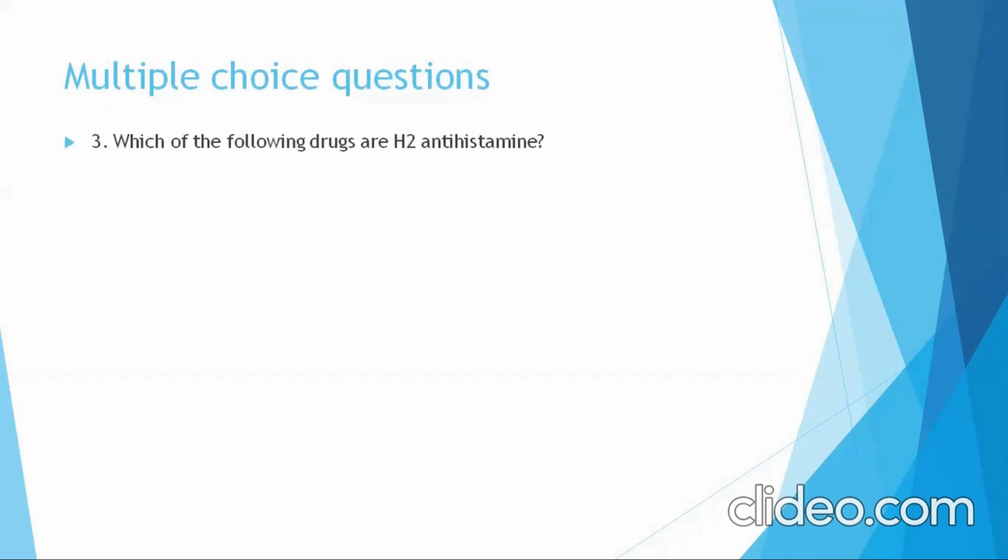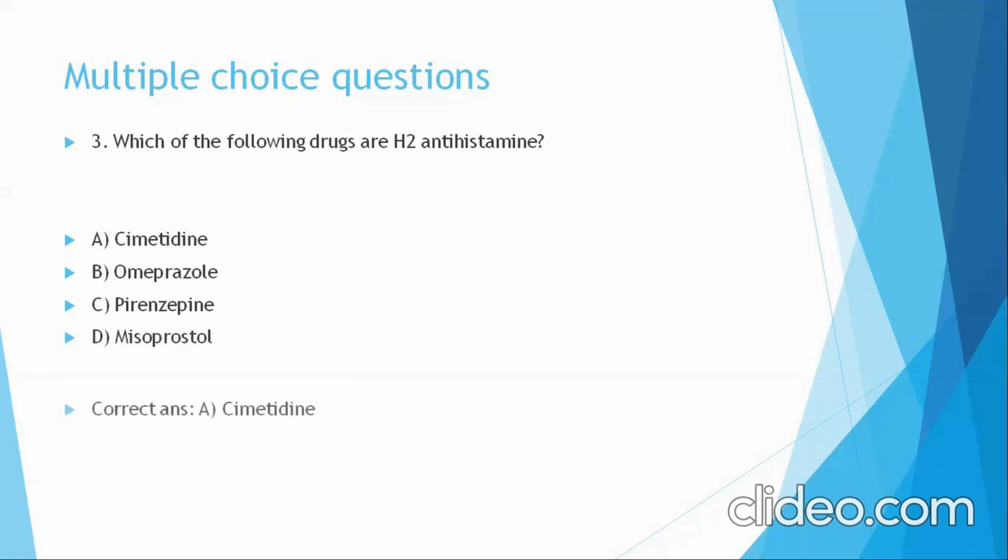Question 3. Which of the following drugs is an H2 antihistaminic? The options are cimetidine, omeprazole, pirenzepine and misoprostol. The correct answer is A, that is cimetidine. All the drugs like cimetidine, ranitidine, famotidine belong to the H2 antihistaminic agents.